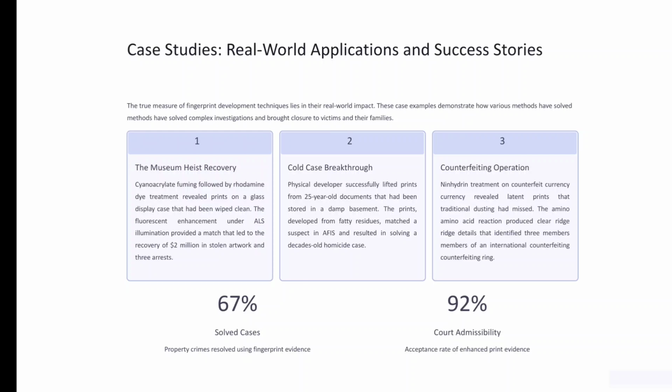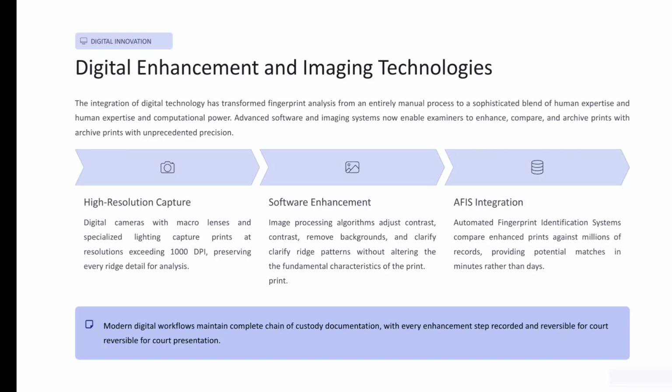Case Study 3. The counterfeiting operation. Prints on documents linked multiple suspects across jurisdictions. The numbers prove it works. 67% of solved crimes show print evidence, and 92% of cases with admissible fingerprint evidence result in successful prosecution. This demonstrates why fingerprint analysis remains the gold standard in forensic science.